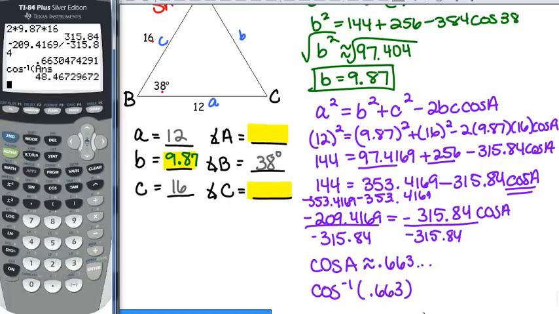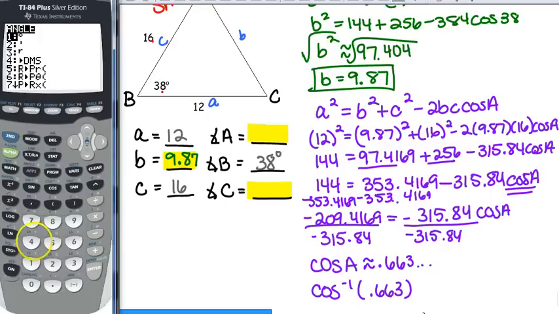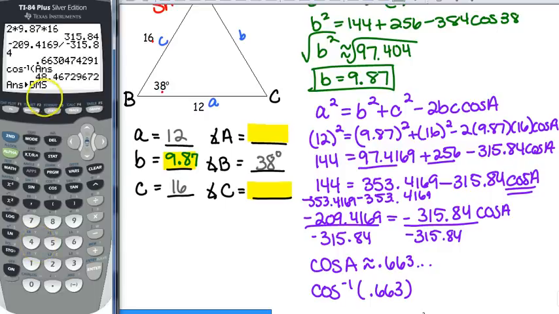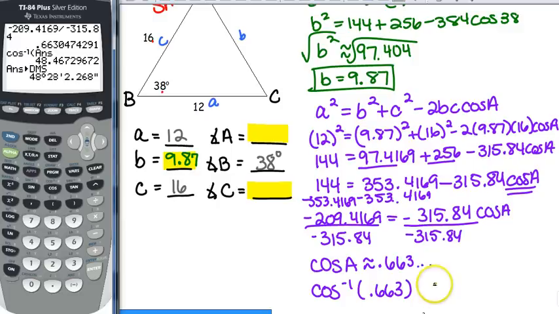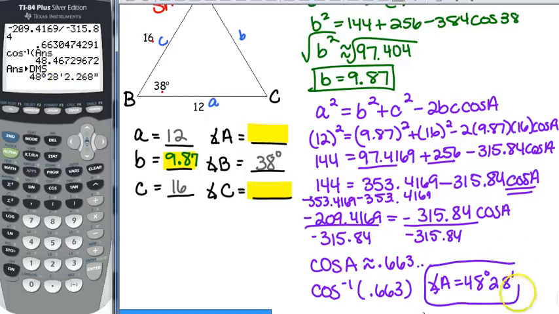Hit enter. We want to do our degrees, minutes, seconds that we learned yesterday. So we have that answer. We go to second apps, which brings us to our angles. Number 4, we want to take that stored answer and convert to degrees, minutes, seconds. And we find that angle A is equal to 48 degrees and 28 minutes. 2 seconds is not even close to halfway, so we don't round up. Go ahead and fill that in, 48 degrees and 28 minutes. I know it's a lot. We have one more angle left.